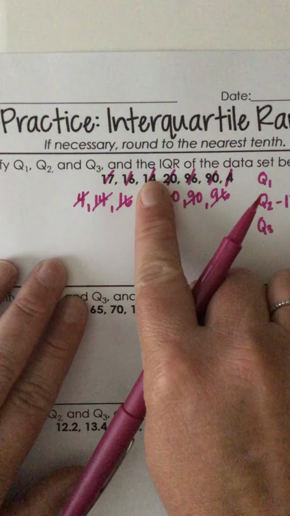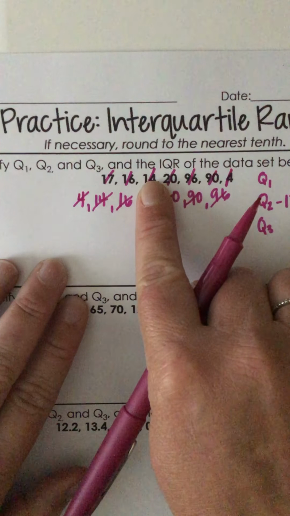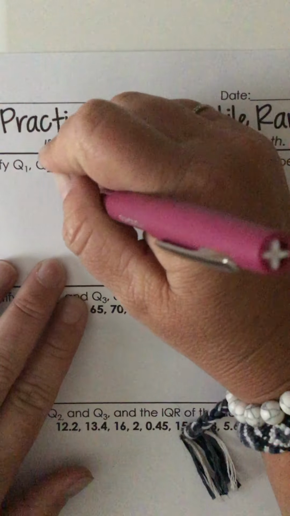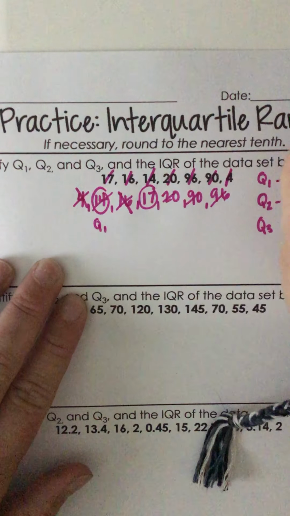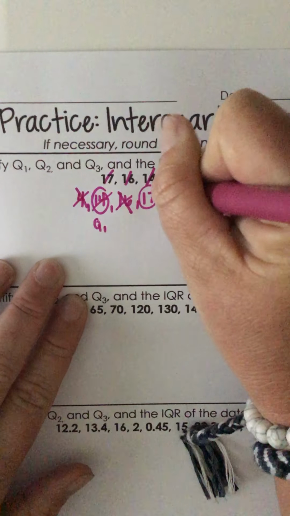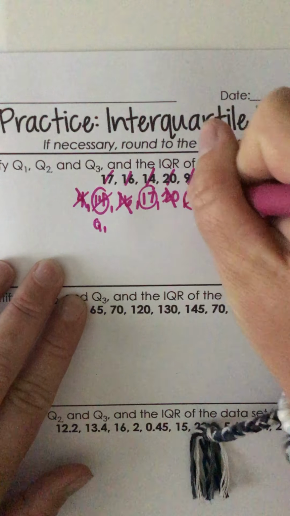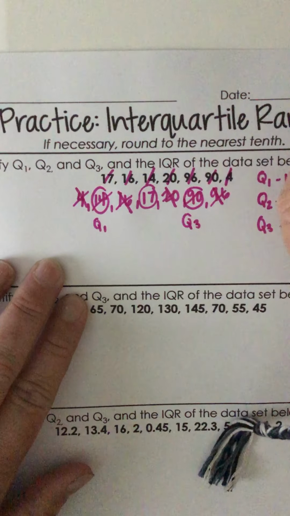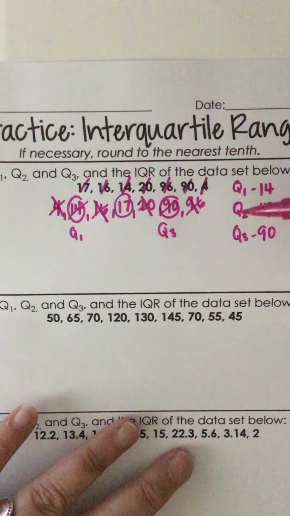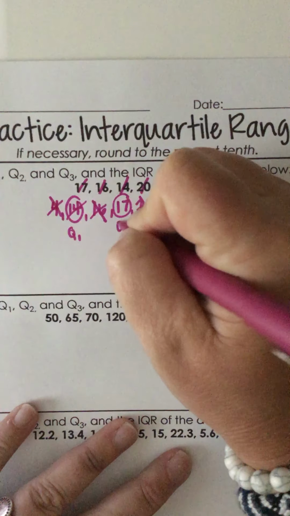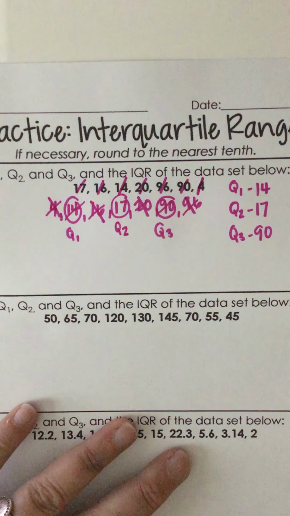So covering that up, I'm going to cross those two off, and my Q1 is going to be 14, and then my Q3 is going to be 90. Okay, so now I have found all that I need, and I'll go ahead and label this Q2 so we get used to seeing that.